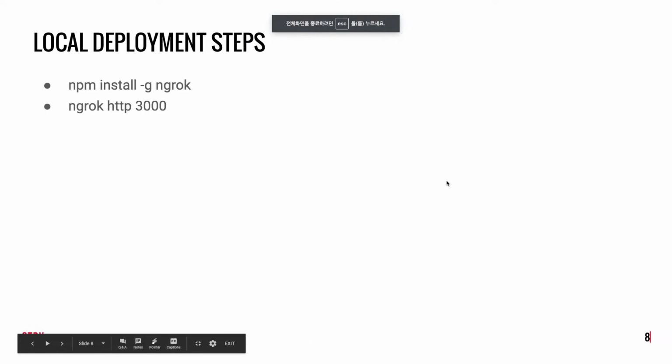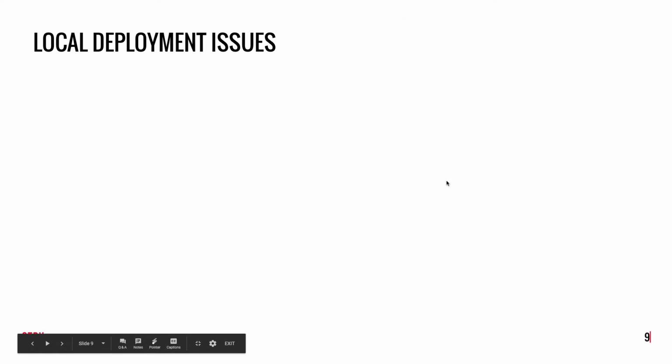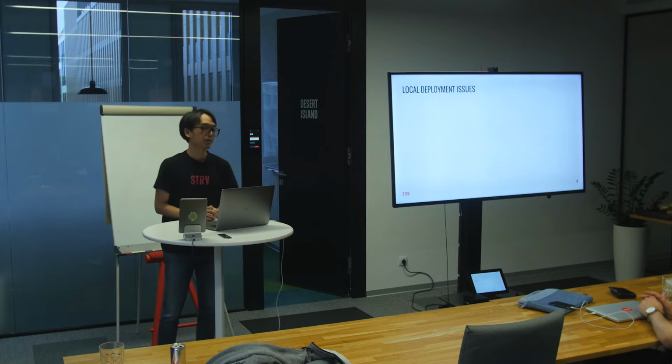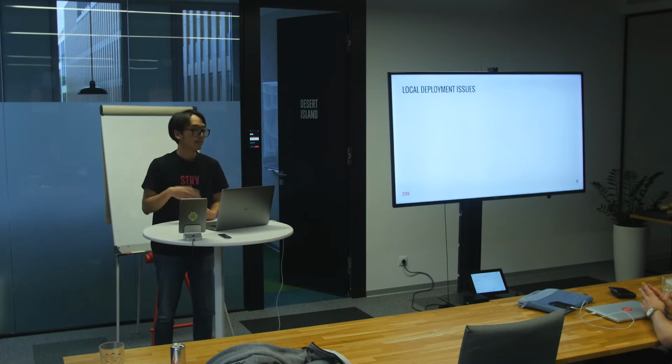So yeah, so the HTTP 3000 is there. But I see some issues with this kind of deployment. And I see like 2 critical issues. Can anyone like to guess?